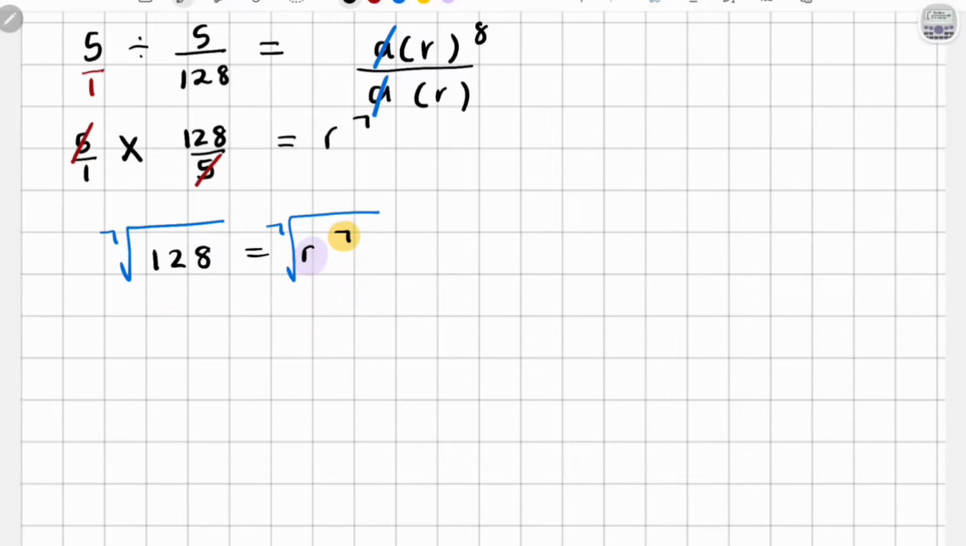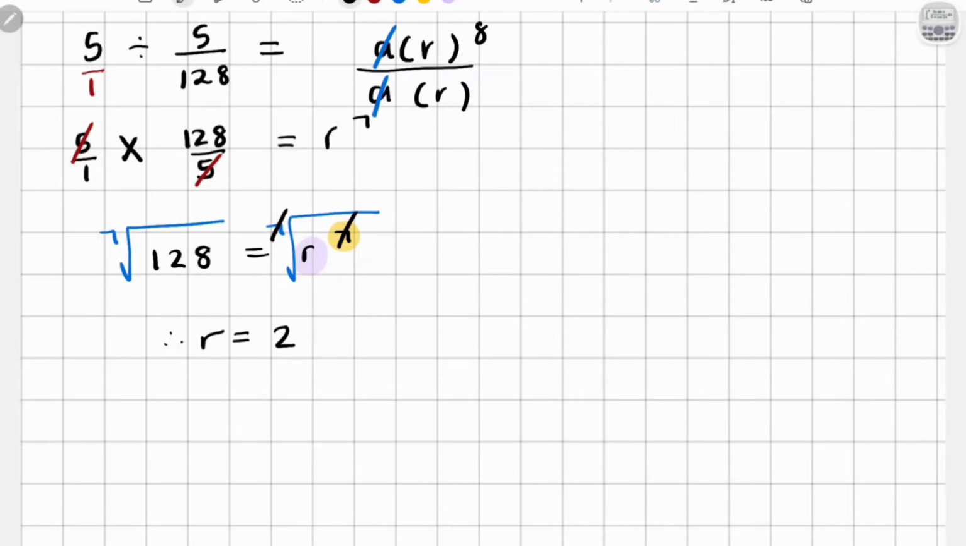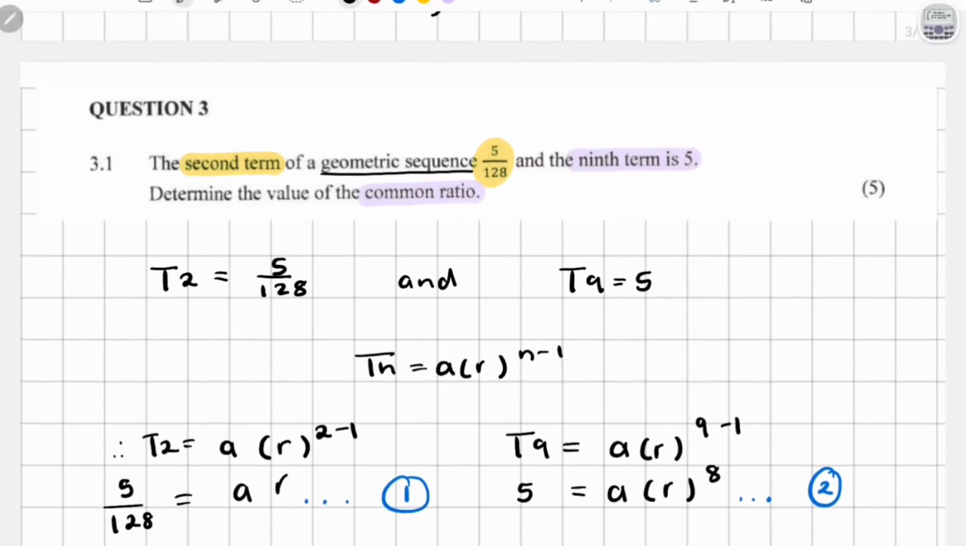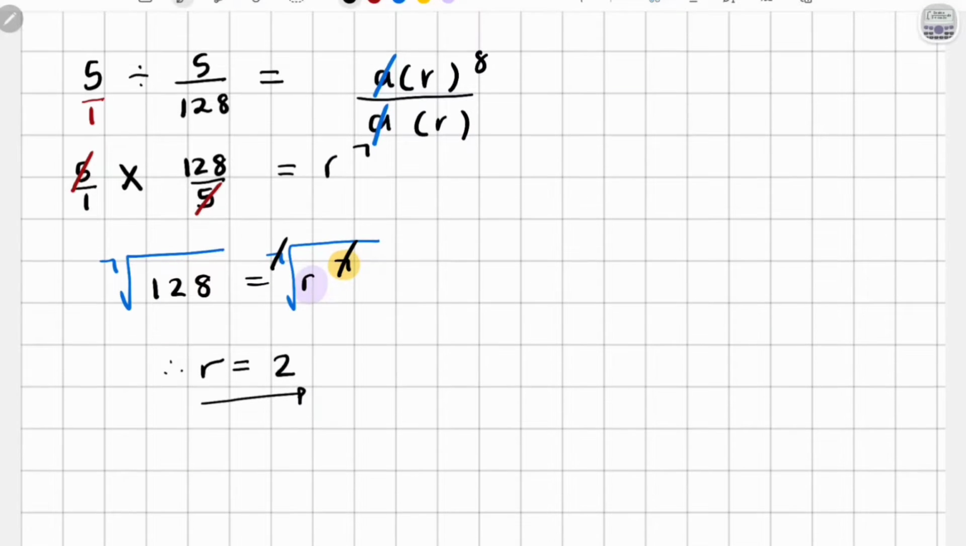So the 7th root of 128, let's find that. And you see the 7th root of 128 is 2. So it means that R is finally equal to, when we find the 7th root here, they would both cancel. R is equal to 2. And that's our common ratio. So there we go. That's how we found that. And that is for 5 marks. Moving on to the next question.